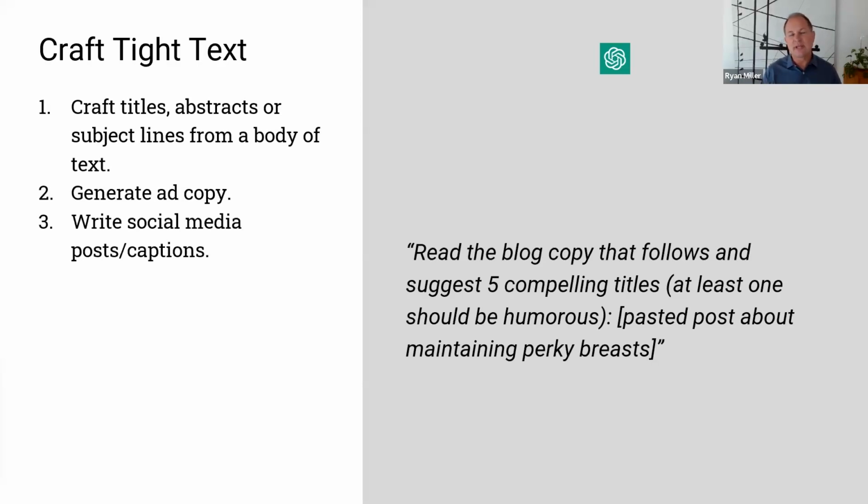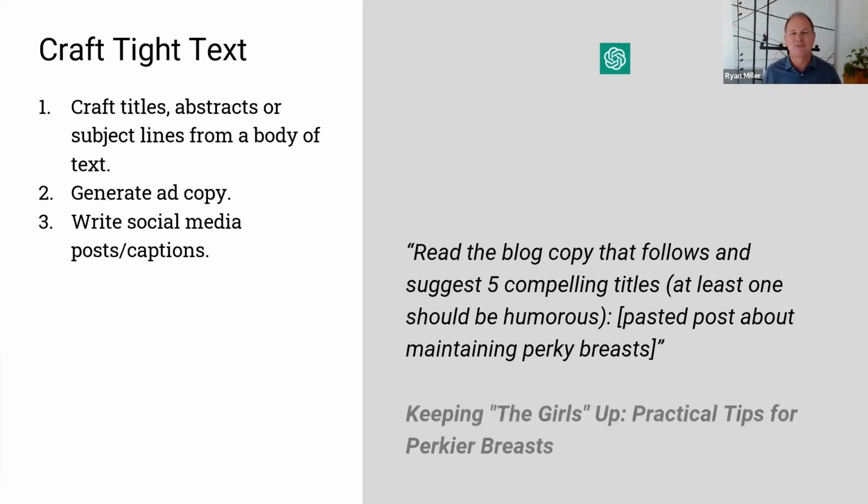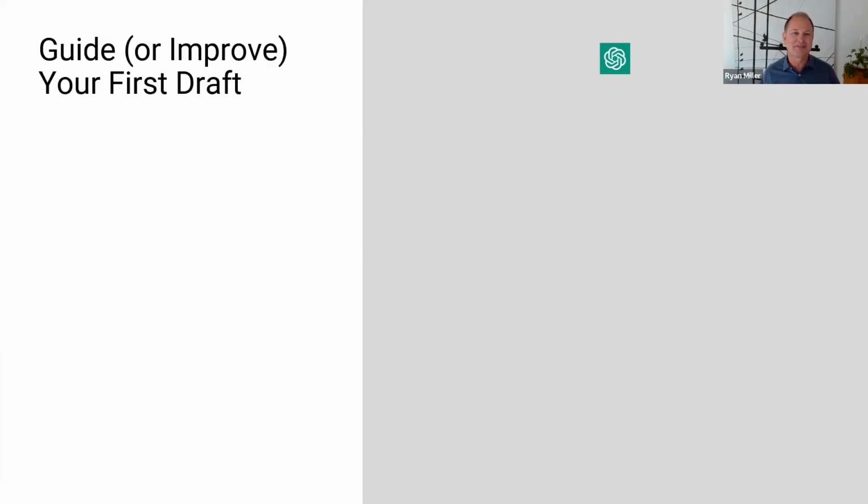So in this particular example, what I asked ChatGPT to do for me was to read the blog copy that follows, and I actually pasted the full blog post that happened to be about maintaining perky breasts, and suggest 5 compelling titles. And just to be a little cheeky, I said, hey, at least one of them should be funny. The funny one it came up with was Keeping the Girls Up, Practical Tips for Perkier Breasts. And yeah, it's a little cheeky, but it gave me a little bit of a laugh.